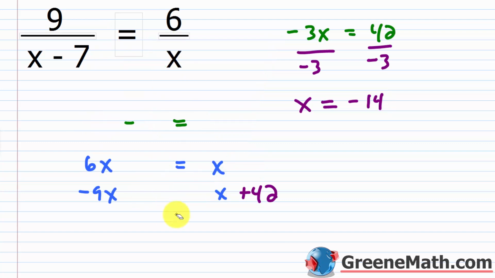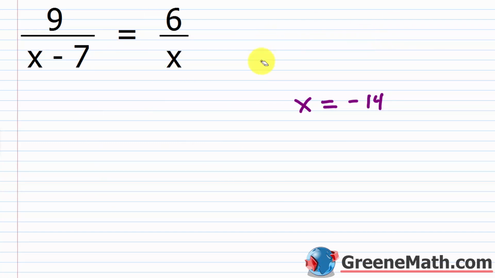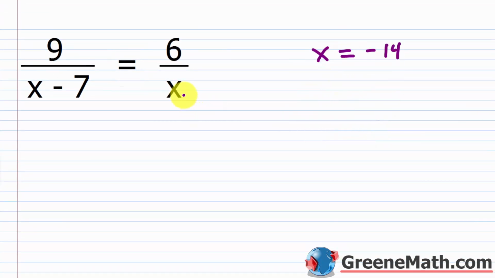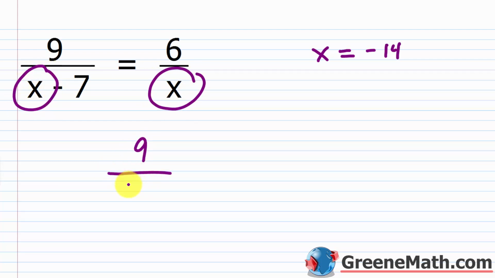Let me erase everything. We'll plug in and make sure the left and the right sides are equal. Let me just kind of scooch this up. And I'm going to plug in a negative 14 here and here. So what you'd have is 9 over, you have negative 14 minus 7. Negative 14 minus 7 would be negative 21. Now before I go any further, I know I can simplify this. Each is divisible by 3. 9 divided by 3 is going to be 3. Negative 21 divided by 3 is going to be negative 7. So let's just write this as negative 3/7. So that's what I'm looking for here.